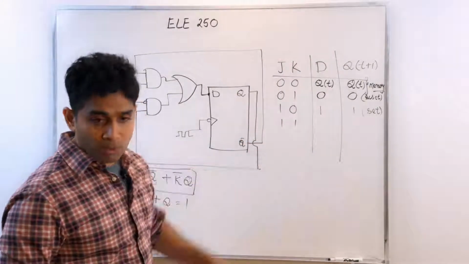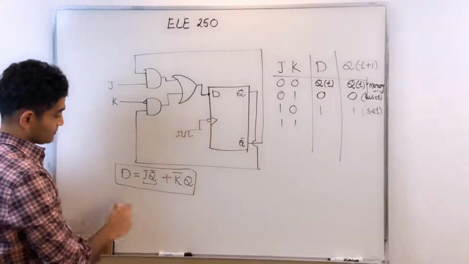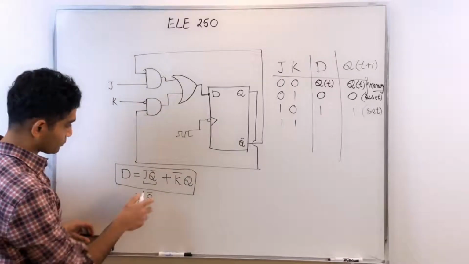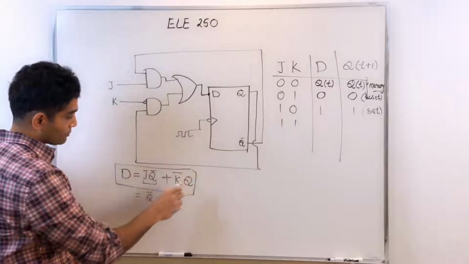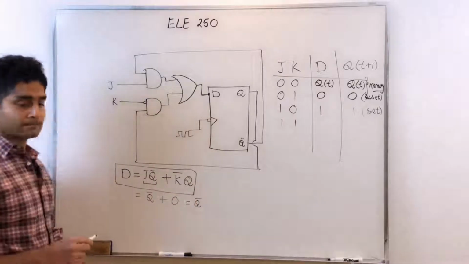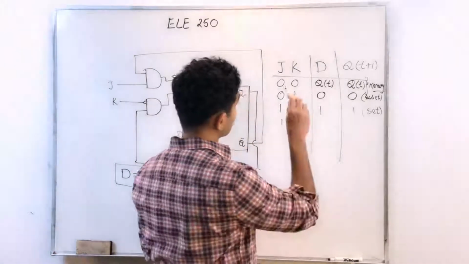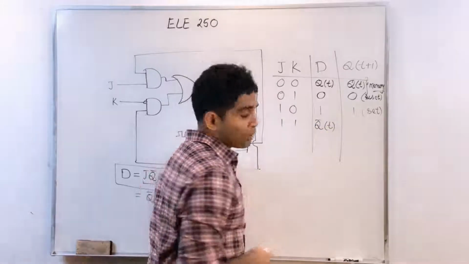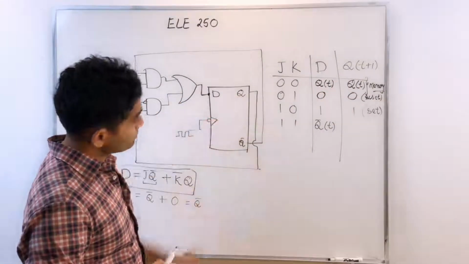Finally, we have J and K both 1s. When I do that, what am I going to get? J is 1, that's basically Q prime. Plus K is 1, that means K prime is 0. That brings everything to 0. And I end up with Q prime. In other words, when I apply J and K both 1s, what I'm applying to D is Q prime of t, the complement of the previous Q.